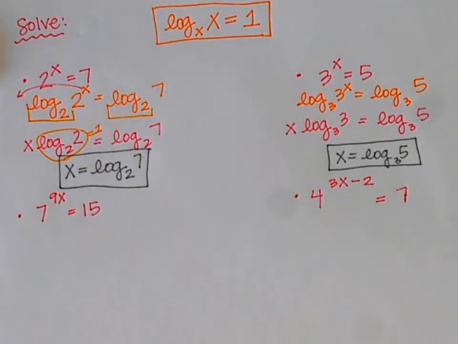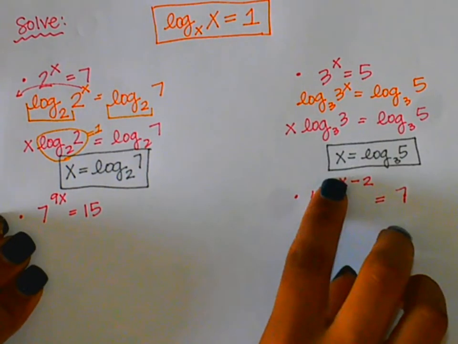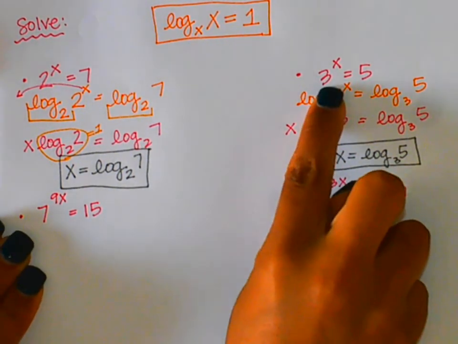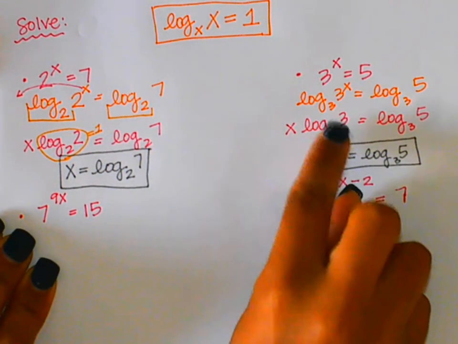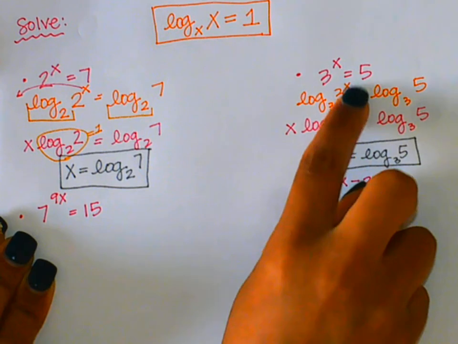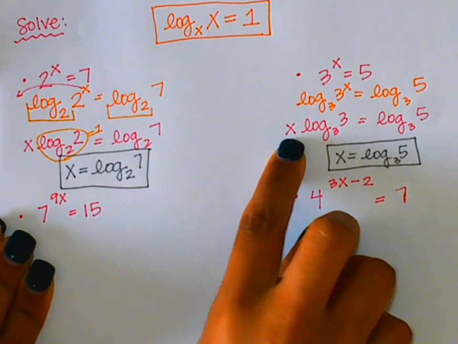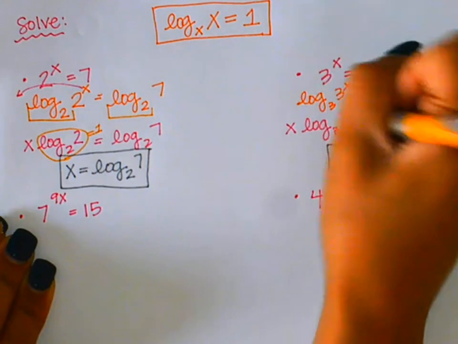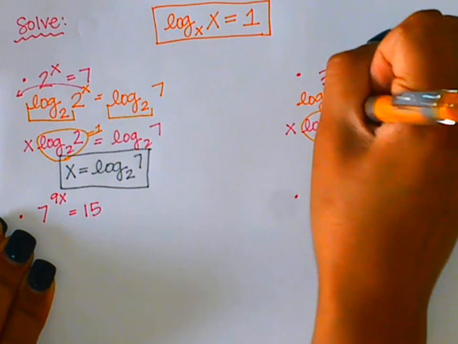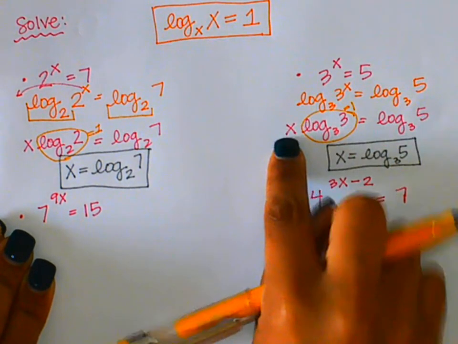All right, so you should have something like this. I used log base 3 so that I can get rid of that base 3 here. And when I did that, the x became my coefficient. This equals just 1. So I was left with just the x by itself.